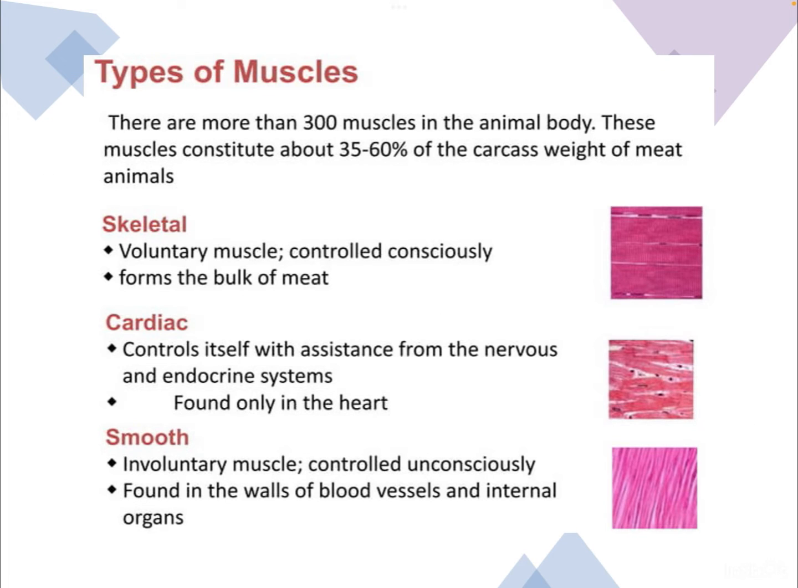Now, when we talk about the types of muscles, we have three basic types. Statistically, it was found that there are more than 300 muscles present in the animal body. These muscles constitute about 35 to 60% of the carcass weight of meat animals. Now, carcass is the dead animal from which we have got all the blood and other things removed. So it is a dead body sort of thing. The first type of muscle is known as skeletal muscle. As the name suggests, it is found in association with the bones, tendons, ligaments, and all those things constitute the skeletal muscles. These are voluntary muscles, that is, animals or even we humans can have control on their movement and they are controlled consciously. They form the bulk of meat product.